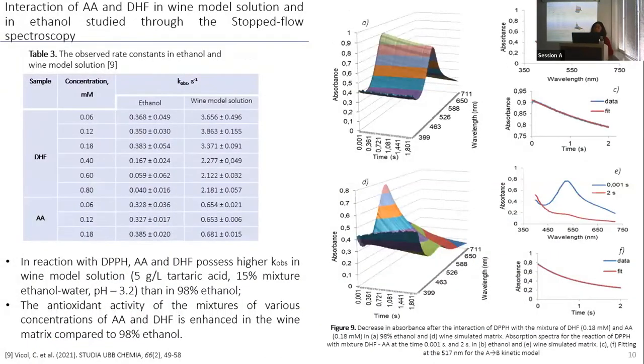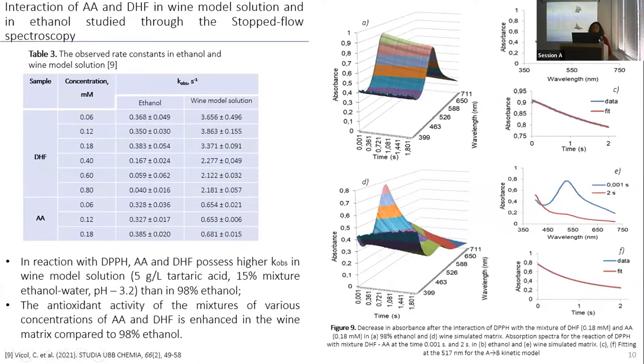In this slide, you can see some of our previous results on the interaction of ascorbic acid and dehydroxyfumaric acid in wine model solution and in ethanol, studied through stopped-flow spectroscopy. So I would like to say that in a reaction with DPPH, ascorbic acid and dehydroxyfumaric acid possess higher observed constants in wine model solution compared to ethanol. You can clearly see this from table 3, where the observed constants for dehydroxyfumaric acid are 10 times higher in wine model solution compared to ethanol, and for ascorbic acid, these constants are 2 times higher in wine model solution.